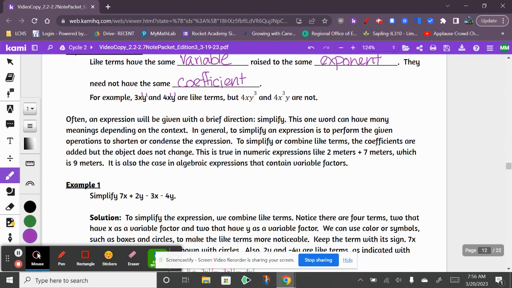Often an expression will be given with a brief direction, simplify. This one word can have many meanings depending on the context. In general, to simplify is to perform the given operations to shorten or condense the expression. So to simplify or combine like terms, the coefficients are added, but the object does not change. This is true in numeric expressions like 2 meters plus 7 meters, which is 9 meters, and it can also be true in algebraic ones.